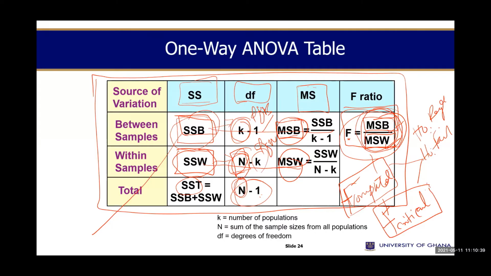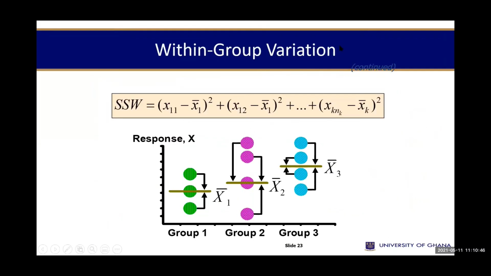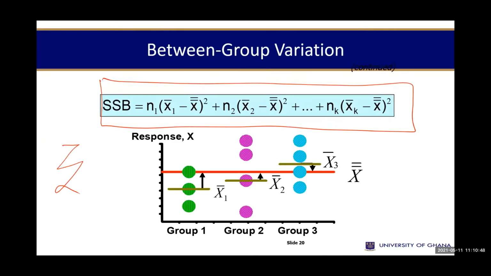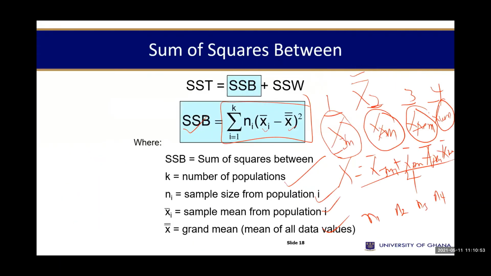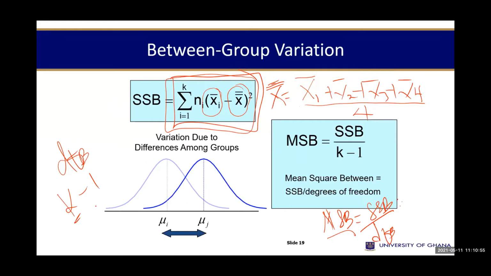Sir, please, the NI, in the previous slide. Which NI? Where? NI where? The sample size. NI here. Yes. You said it's the sum of. I said it's the sample size for each of the distinct population samples you have.